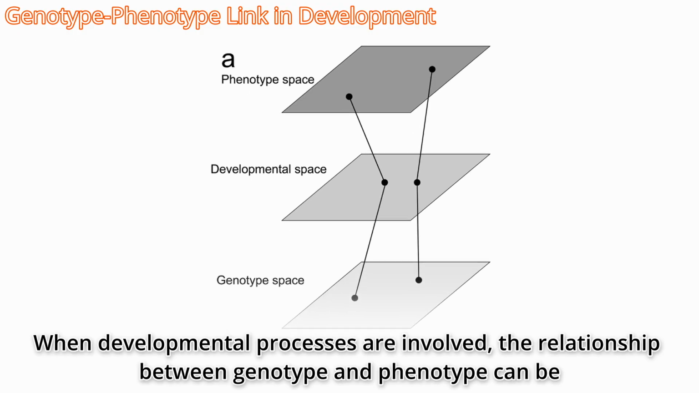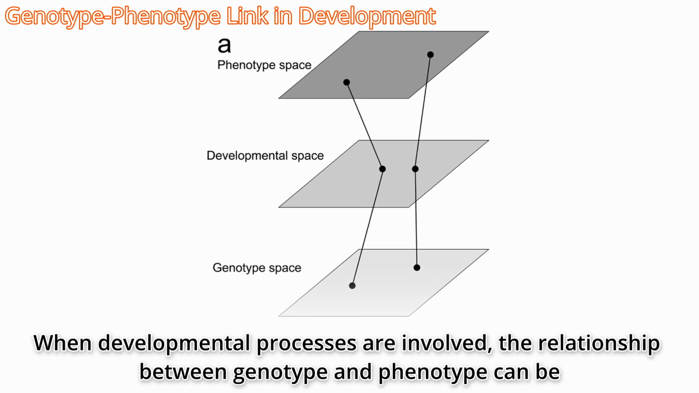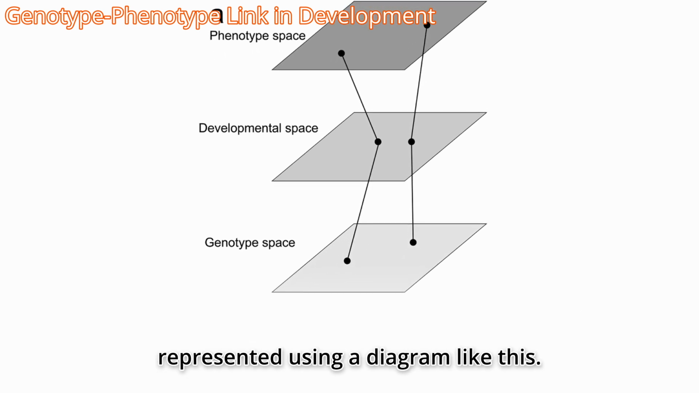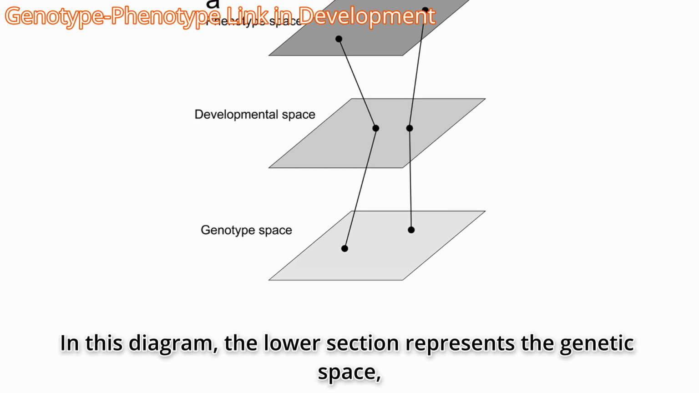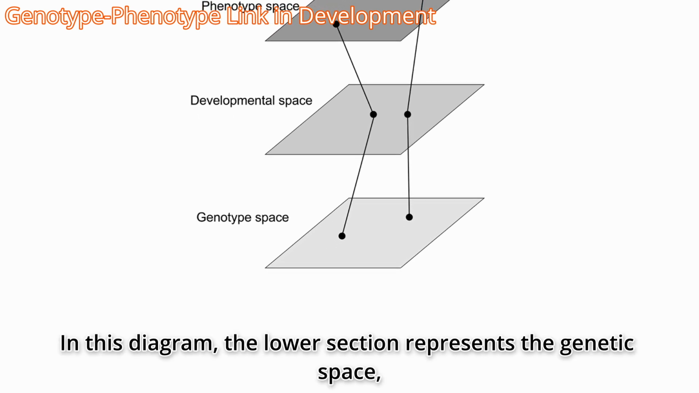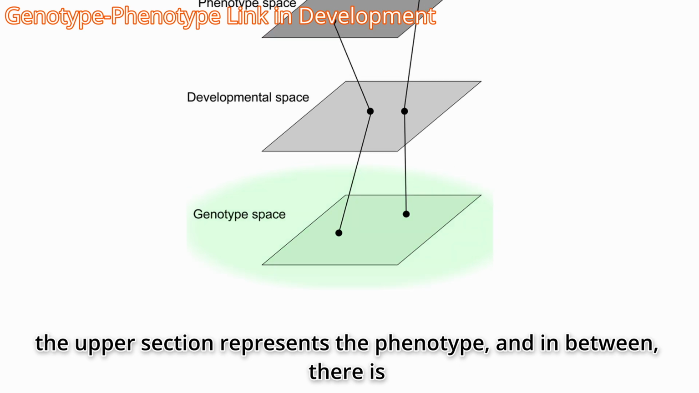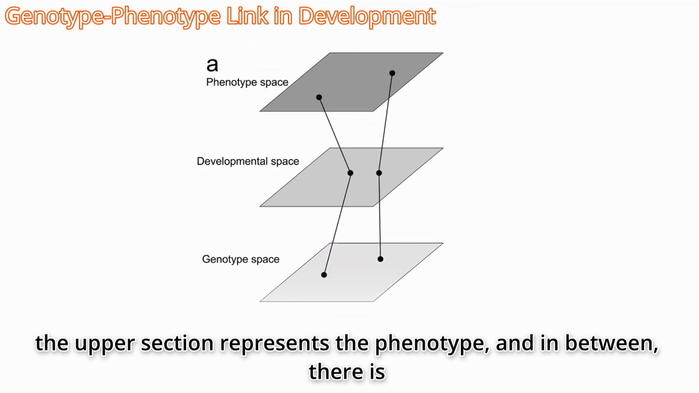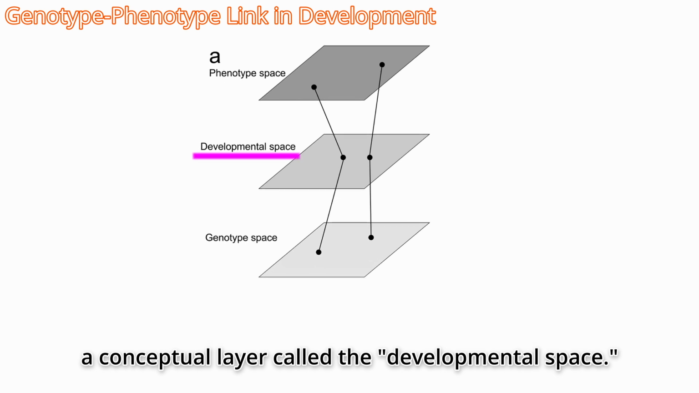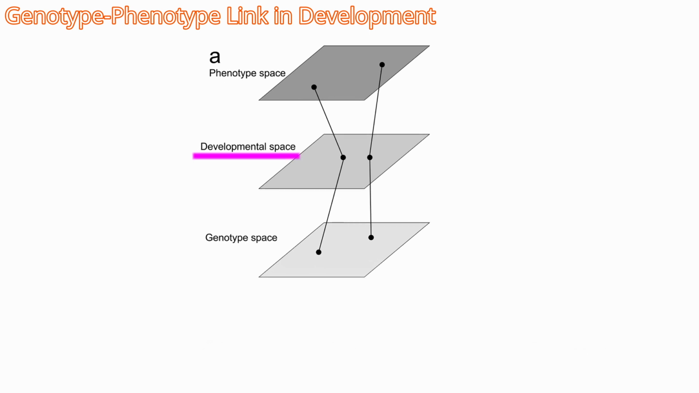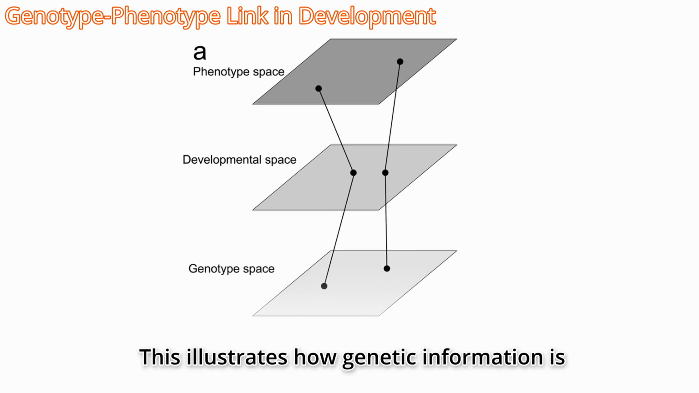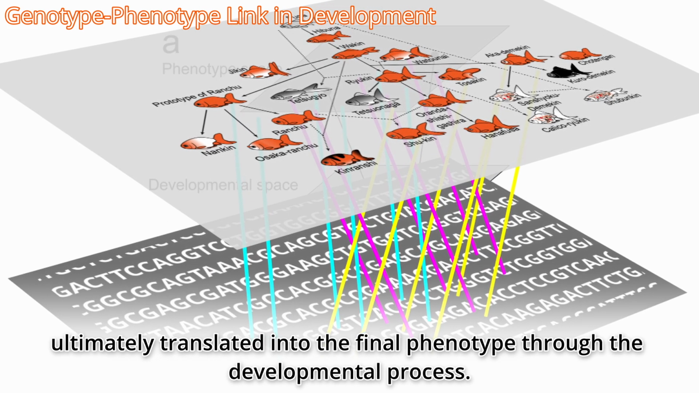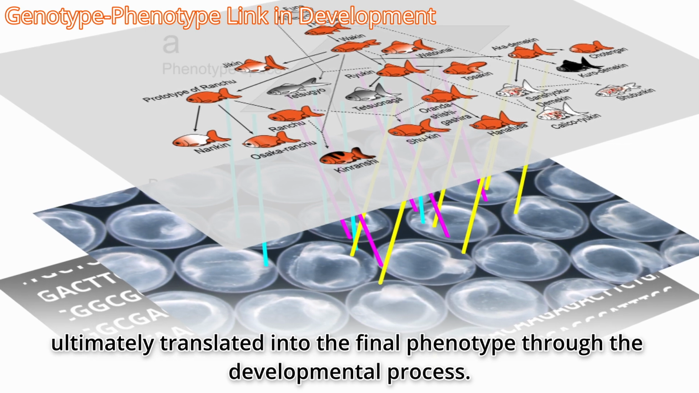When developmental processes are involved, the relationship between genotype and phenotype can be represented using a diagram like this. In this diagram, the lower section represents the genetic space, the upper section represents the phenotype, and in between there is a conceptual layer called the developmental space. This illustrates how genetic information is ultimately translated into the final phenotype through the developmental process.